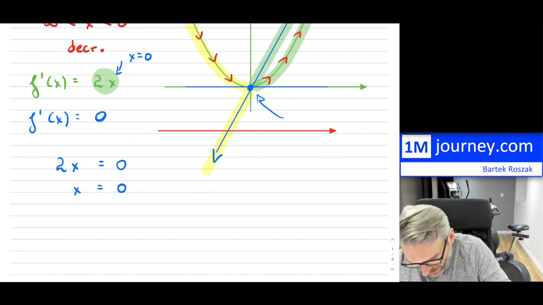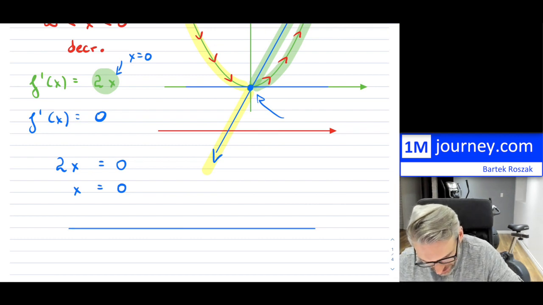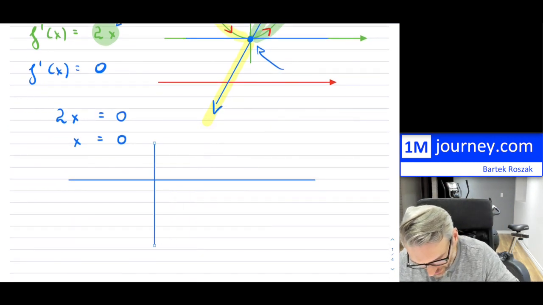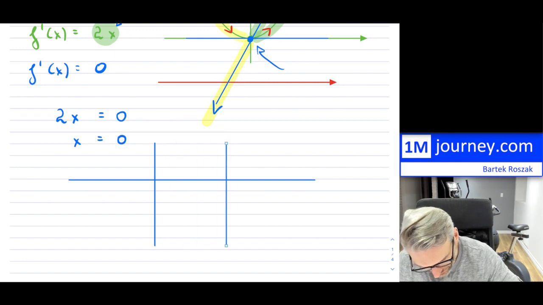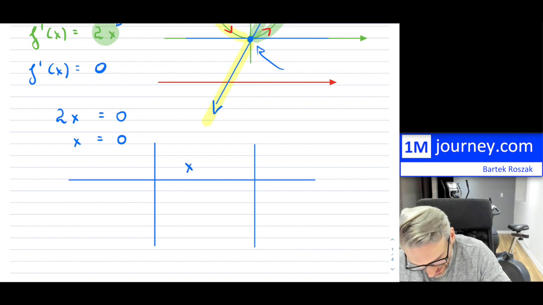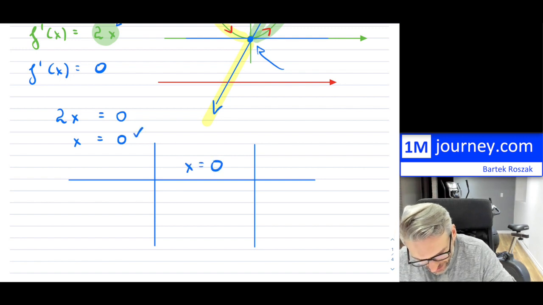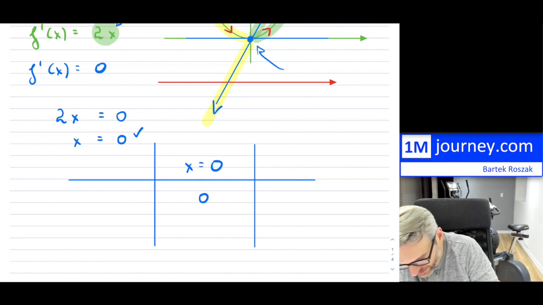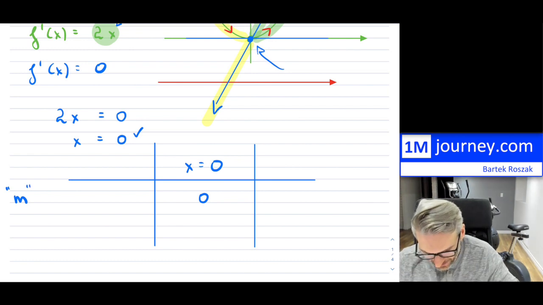And now what we like to do is create a little table for ourselves and say, okay, what we do know is, so let me shift this over, I'll duplicate this. So what I have here is at x equal to 0, we know that the actual slope is 0, right? So let's call the slope m, okay? So the slope is 0.